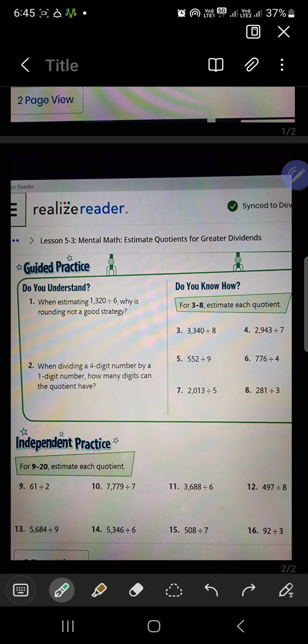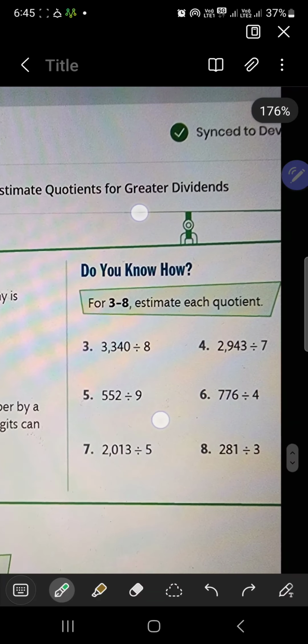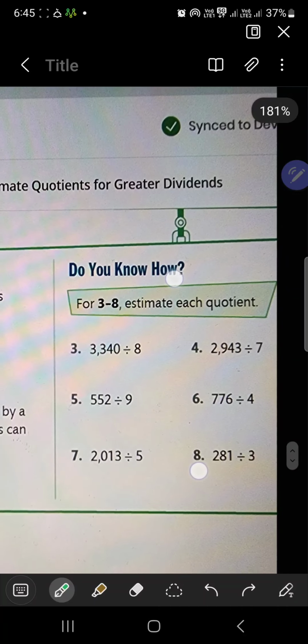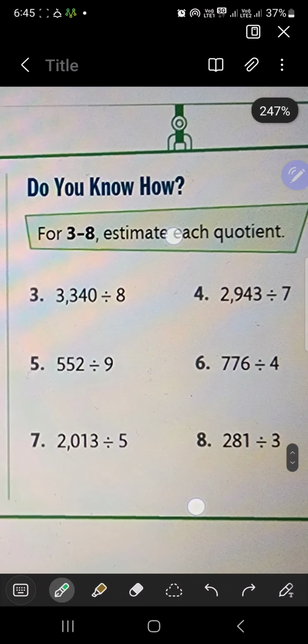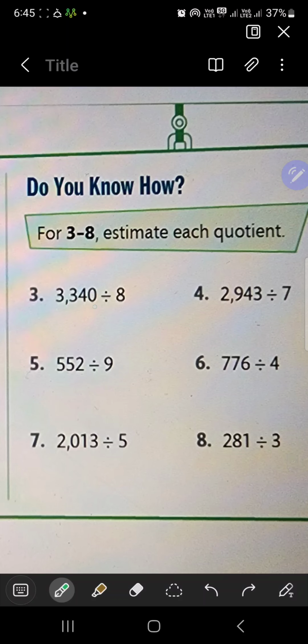This is the illustration for lesson 5.3 from chapter 3, lesson 3. This is estimate quotients for greater dividends. Well, let's start with examples here in 3. Let's see example 3 here. We have 3,340 divided by 8.